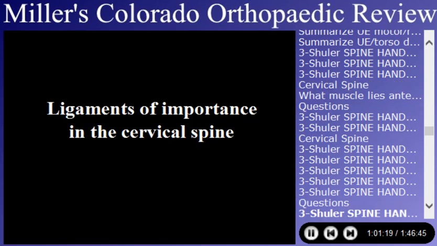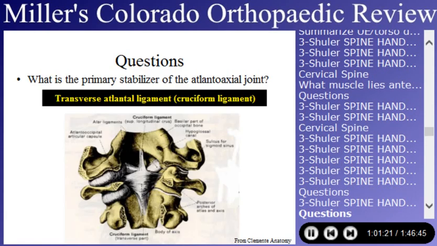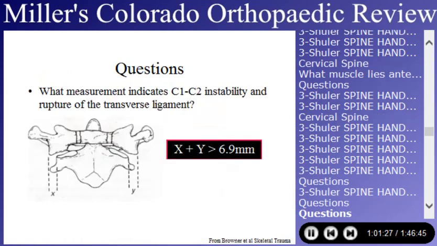Ligamentous importance: primary stabilizer of the atlantoaxial joint, the cruciform ligament. Don't forget why that's important, as shown here. What do you need to determine a disruption of C1, C2 and instability? Don't forget how you obtain that measurement. You look for splaying, the summation of the distance of C1 to C2 from the lateral processes here, and that cannot be greater than 6.9. Don't forget how you determine that measurement.